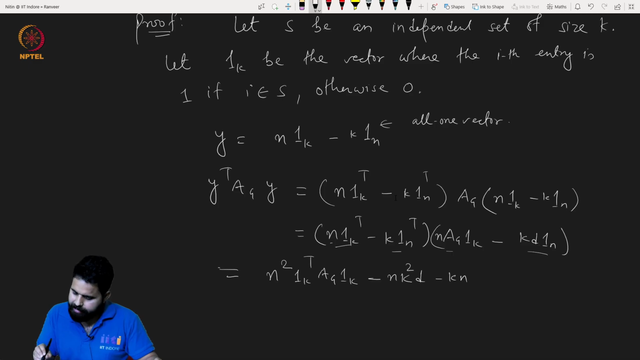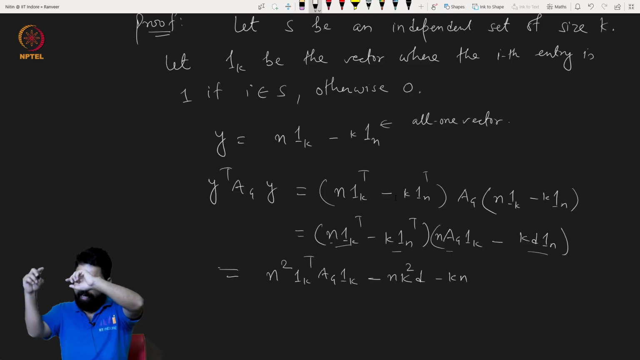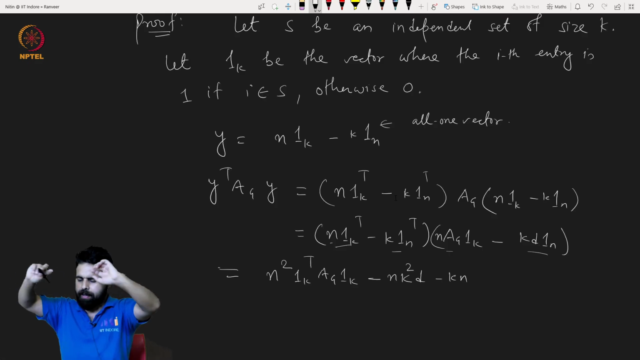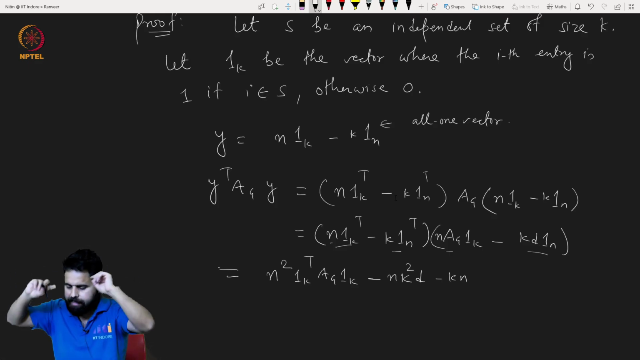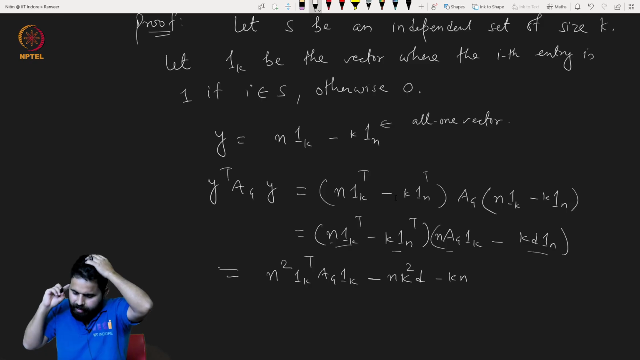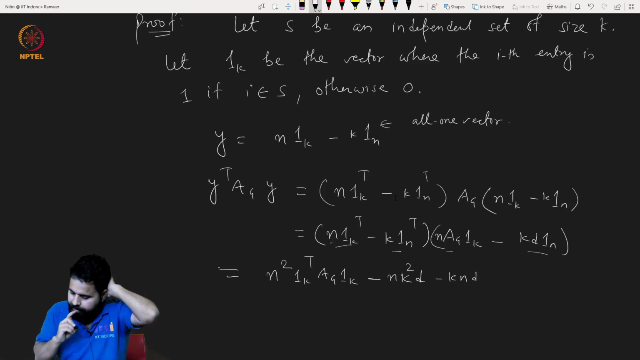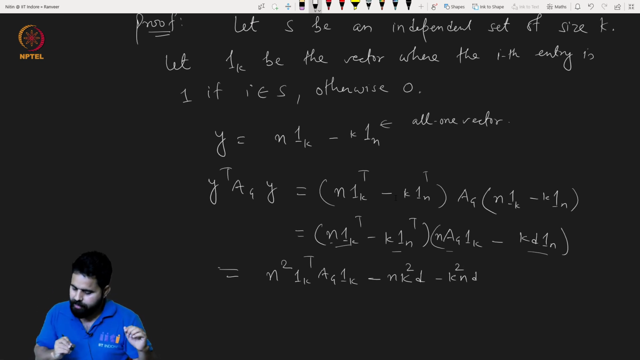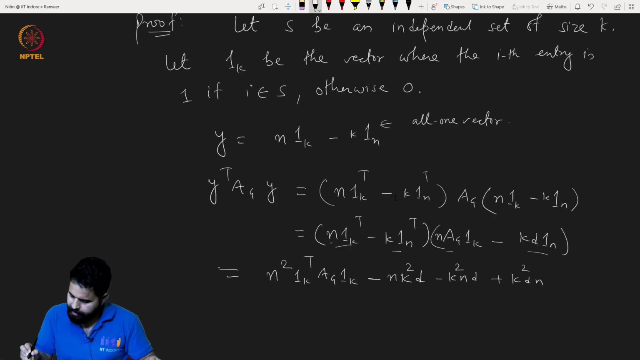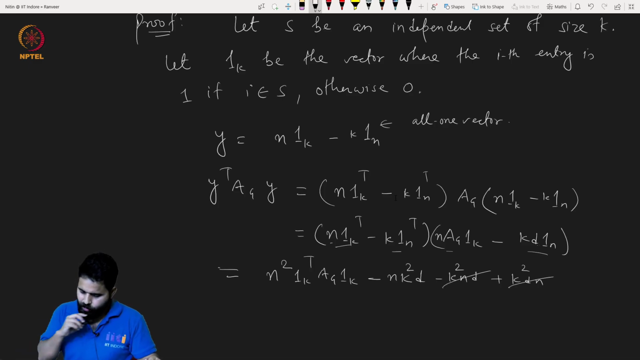Now 1 transpose A_G: there are n ones, but in A_G there are D ones, so D will be outside, and with 1_S this will again give you k, so k squared D. The last term is k squared D n again. Wow, everywhere there is a k squared D n. But I can cancel these two.